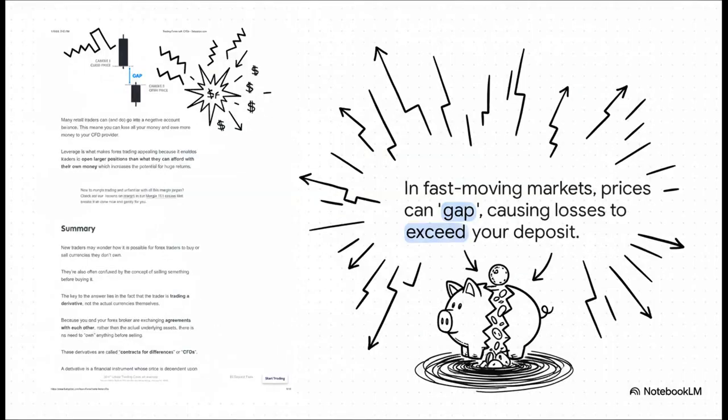And this risk gets even worse because of something called gapping. See, in really crazy, fast-moving markets, the price can suddenly leap from one point to another, with no trading happening in between. Now, if the price gaps against your trade, your losses can happen so fast that they blow right past your deposit, leaving you with a negative balance that you are on the hook for.